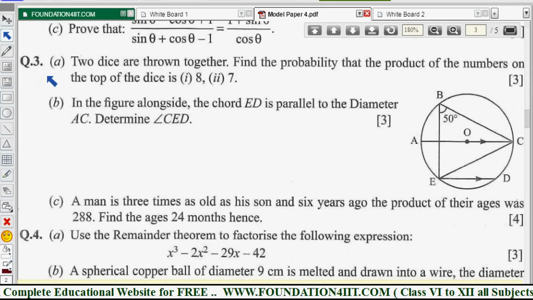Okay, so in question number 3, the first one is from probability. Two dice are thrown together. Find the probability that the product of the numbers on the top of the dice is 8, and the second question is 7. So the product of the numbers on the top of the dice is 8 or 7. First we will find out for 8. Before that we need to find the sample space. Whenever two dice are thrown together, let us see how many outcomes we get.